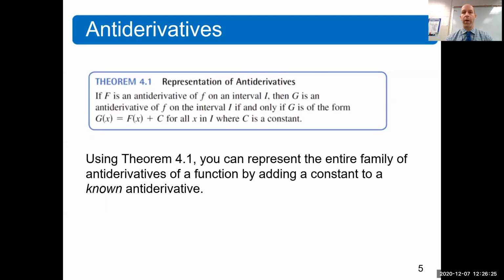So theorem 4.1, this is important, so I would put a star on this slide. Representation of antiderivatives. If capital F is an antiderivative of f on the interval I, then g is an antiderivative of little f on the interval I, if and only if g is of the form g of x equals F of x plus c for all x in the interval, where c is a constant. Using this theorem, you can represent the entire family of antiderivatives of a function.